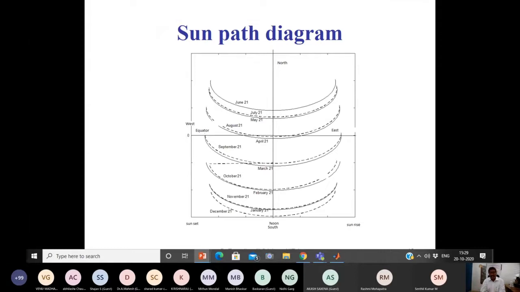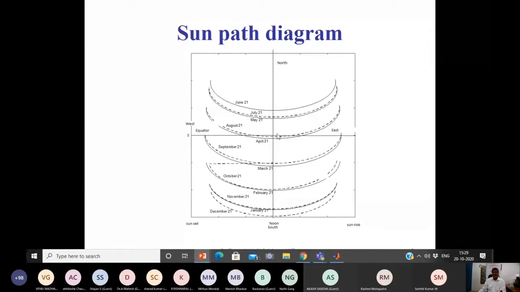That's why only a representative day is shown here. Representative day means, for example, January 21st is a representation of the entire month of January, February, March, till December 21st. So here, this is the path of the sunspot. I can say the sunbeam is falling on this ground in this location, in this quadrant, during the month of December, during the winter season.